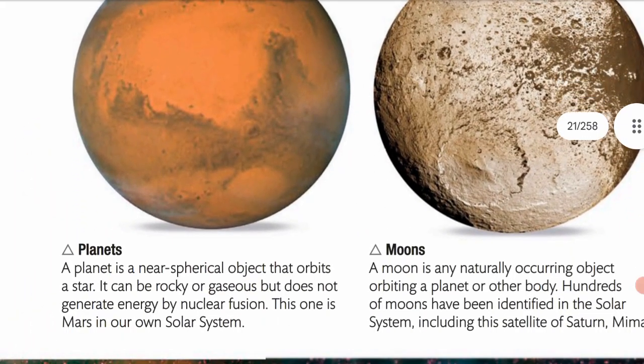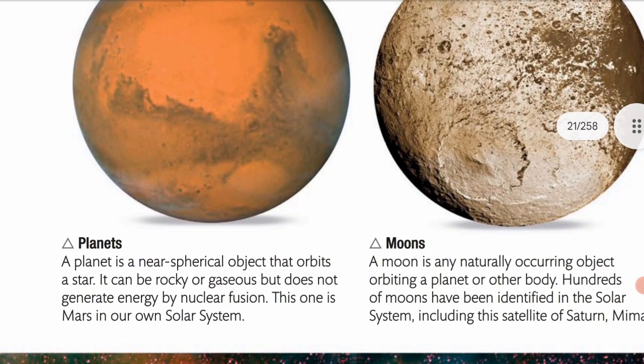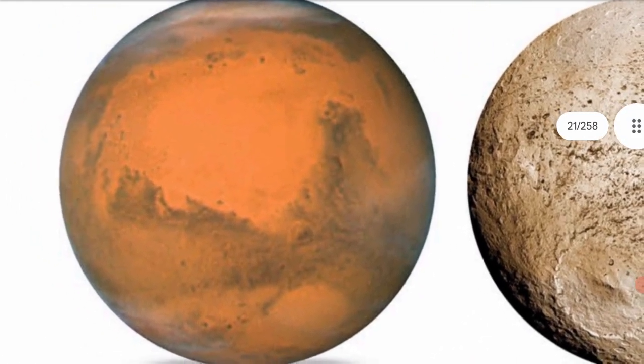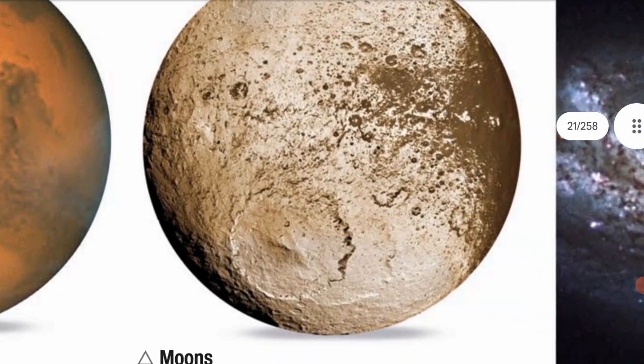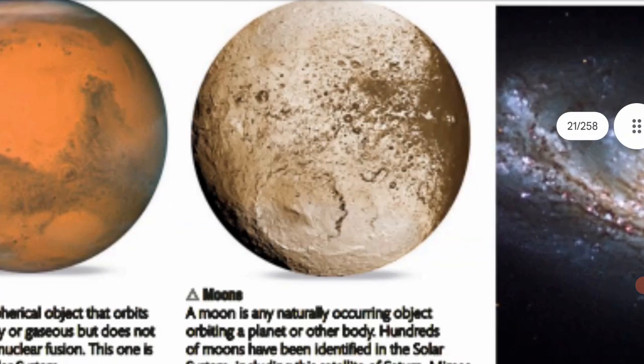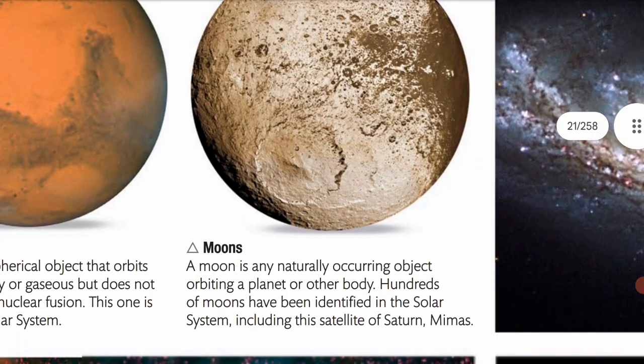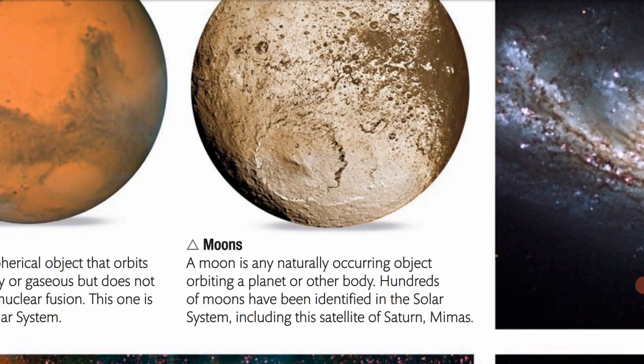Next, we have the planets. These are near spherical objects that orbit a star, and this is an image of Mars. Next, we have the moons. These are naturally occurring satellites, objects which orbit a planet, and hundreds of moons have been identified in the solar system.